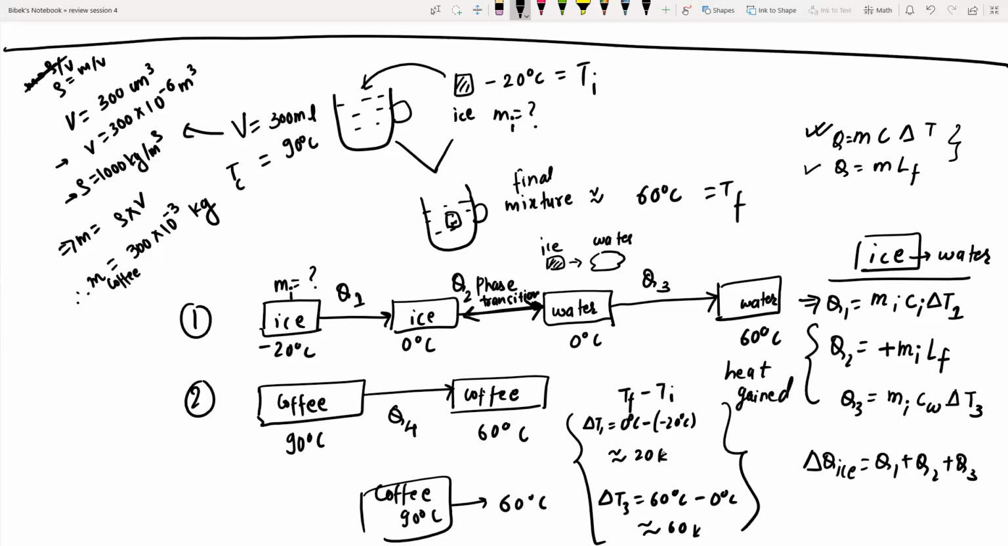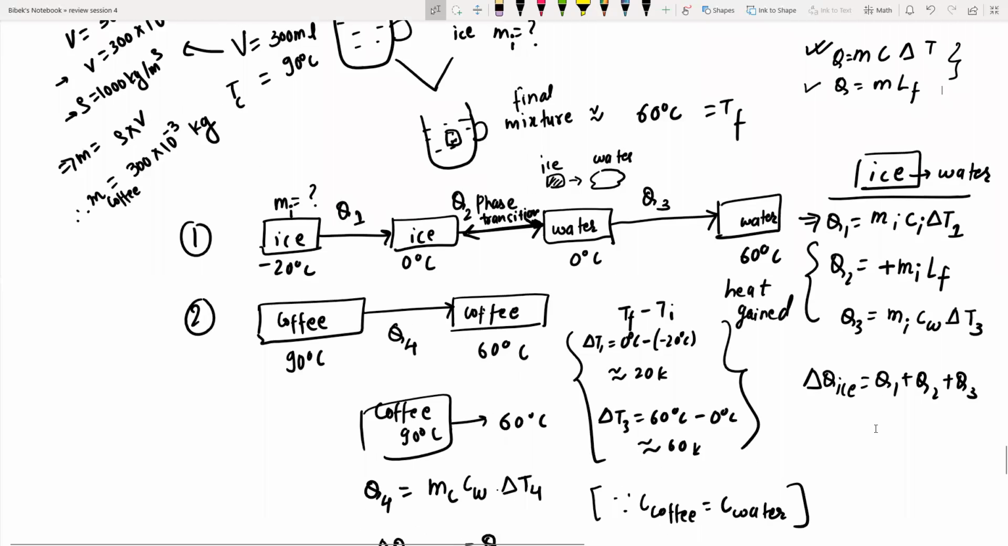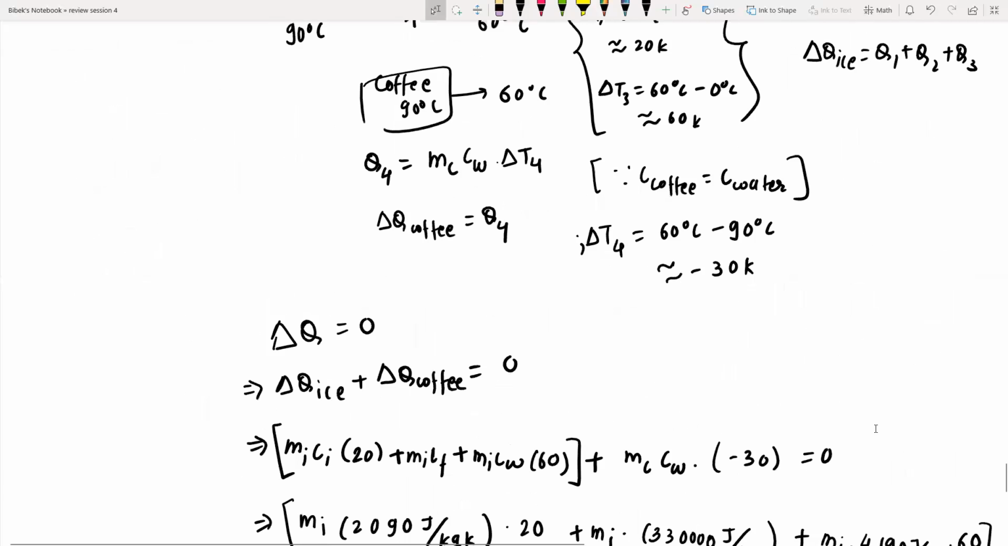Was that helpful? Yeah, that was. Thank you. And then the only other thing I had was, how is it that you could then also know that Q ice plus Q coffee was equal to 0, and then you can set the whole thing equal to 0?